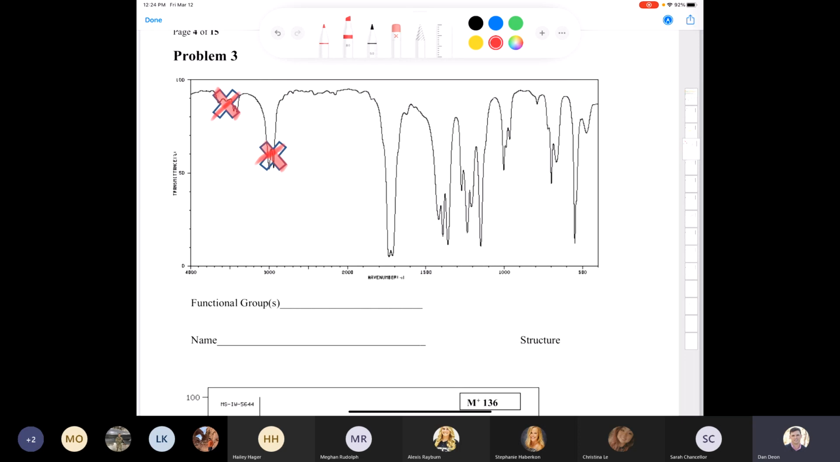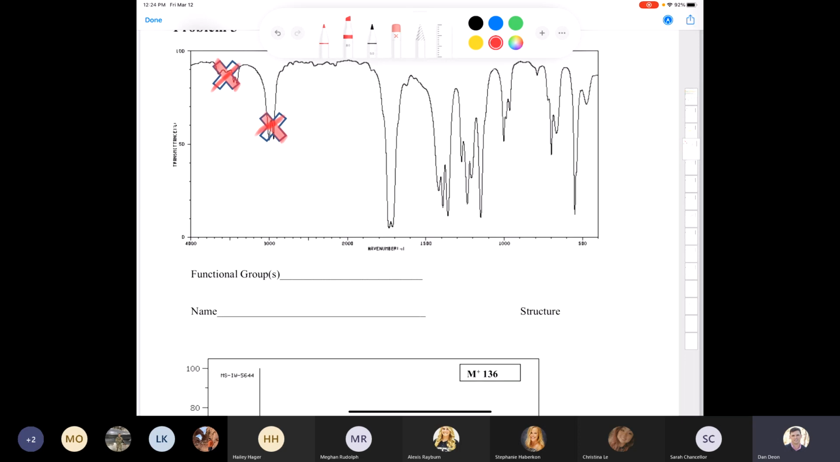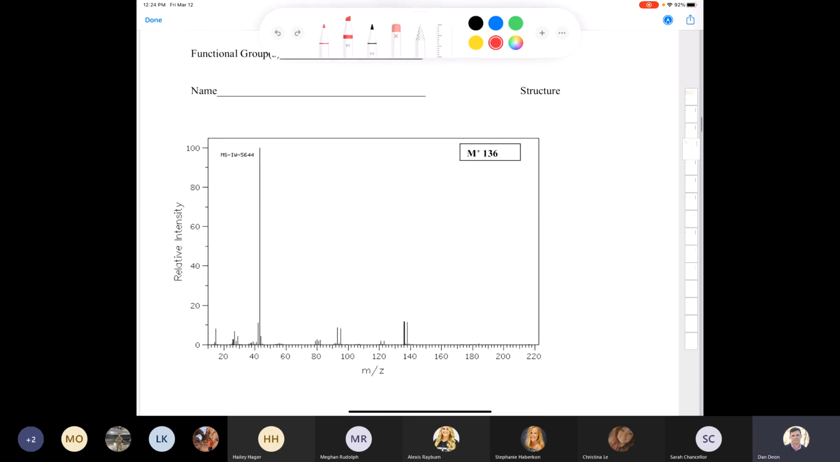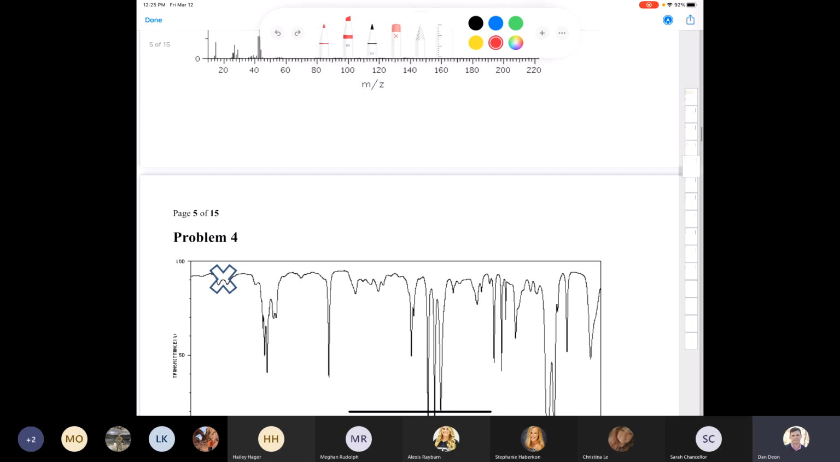If we move on to number 3, you see that I have crossed out 2 sets of peaks here, which are unimportant. Again, what that means is you need to focus on the other absorbances. You can just completely ignore those ones that are blocked out. Then we have an MS. You can see there's something interesting here. We have our molecular ion at 136.